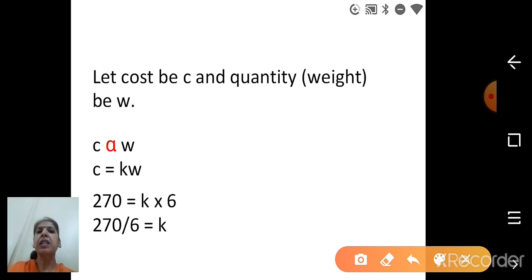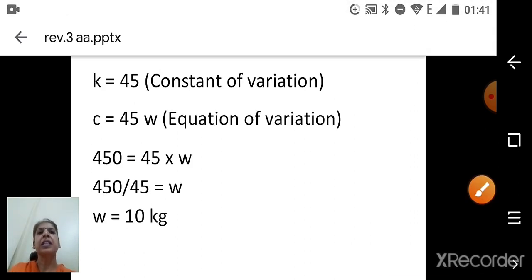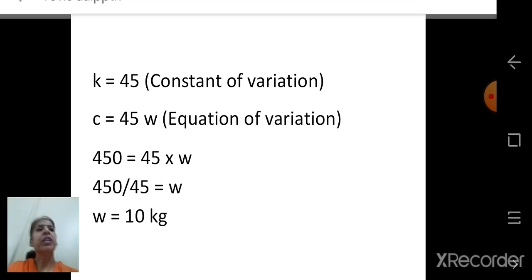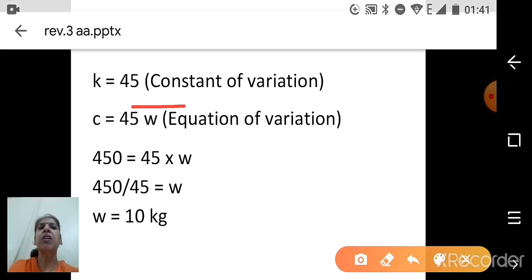Cost is given as 270 rupees and the weight is 6 kg. So for 6 kg of sugar the cost is 270. Therefore K is equal to 270 divided by 6. This calculation part is very important, that you have to divide 270 by 6, and the answer is 45. So that is your K, the constant of variation.